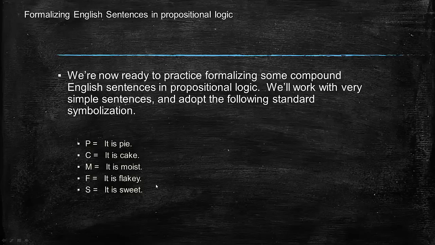Okay, so let's work now on formalizing some English sentences in propositional logic. So that we're all on the same page, we'll go ahead and create a little interpretation. P means it is pie, C means it is cake, M means it is moist, F means it is flaky, and S means it is sweet. Okay, so P, C, M, F, and S. Remember, we're using capital letters. You have to use capital letters. If you use small letters, then it's wrong.